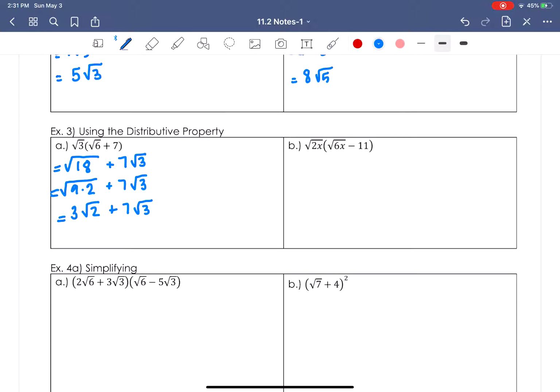All right, if I look at B, this time I'm distributing that radical 2x. So radical 2x times radical 6x is, I'm going to take 2 times 6, which is 12. So this is all underneath a radical. And x times x, which is x squared. And then that negative 11 doesn't have a radical, so out front is going to be negative 11 times radical 2x. But I need to simplify this first term. So I can write 12 as 4 times 3 and x squared.